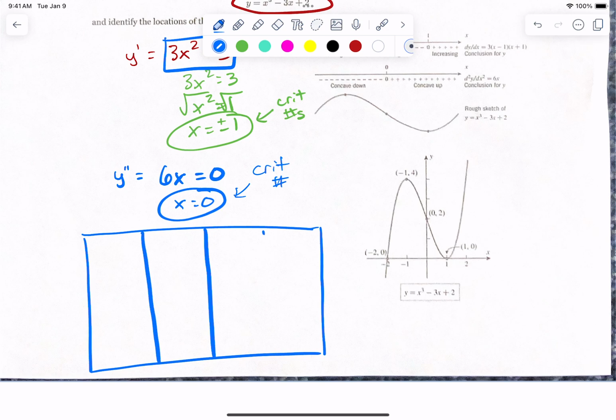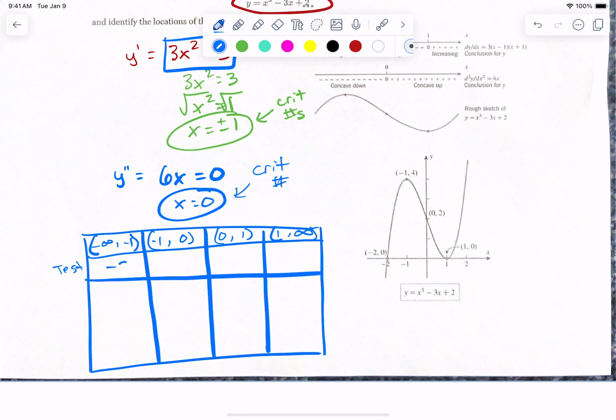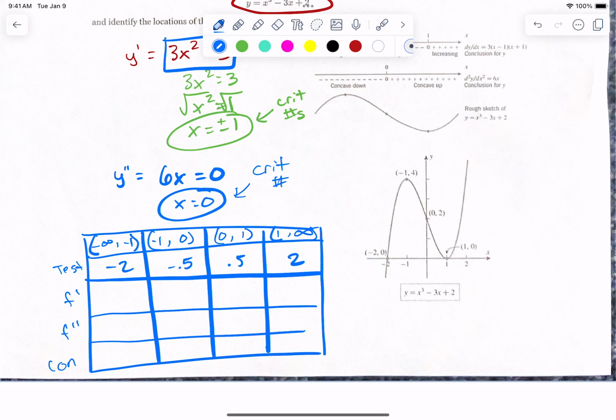Our first interval is going from negative infinity to negative 1. Then we're going from negative 1 to 0, then 0 to positive 1, then 1 to infinity. Test values: negative 2, negative 0.5, positive 0.5, and positive 2. I'm going to do f prime, f double prime, and then the conclusion.